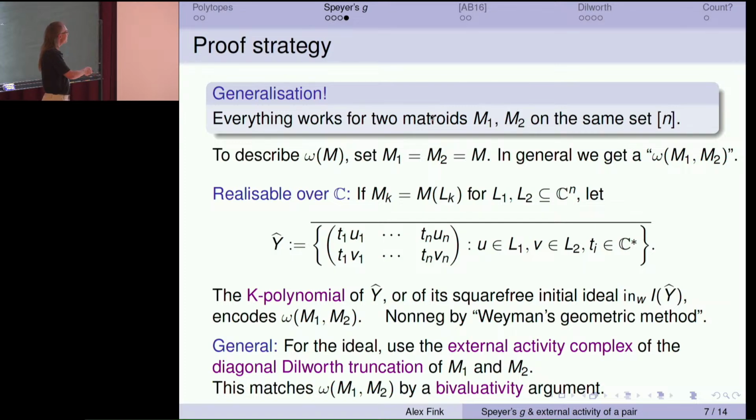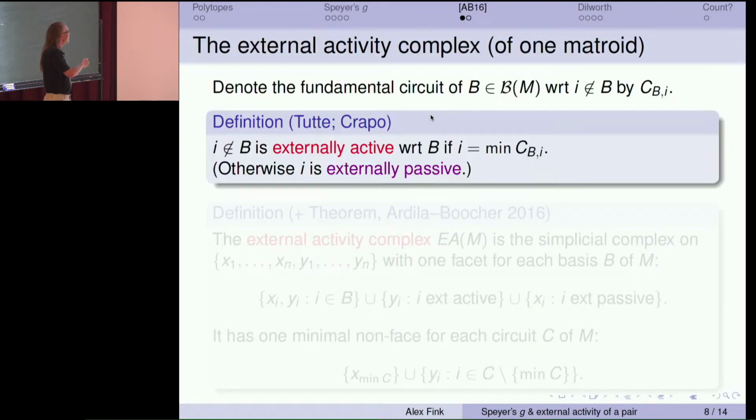And I'll start by saying a hint about why we generalized it to two matroids, in that this way it also encompasses usual activity in the way that Ardila and Boocher found when they were looking at the matroid Schubert variety. So I suppose in this room we all know about fundamental circuits and activity. So here's the definition of what it means for an element that's not in a basis to be externally active. It means it's the smallest element in the fundamental circuit.